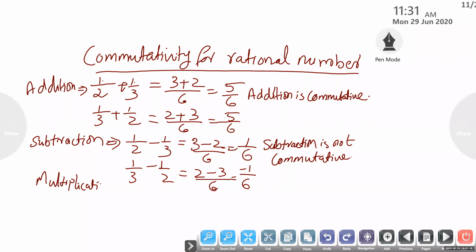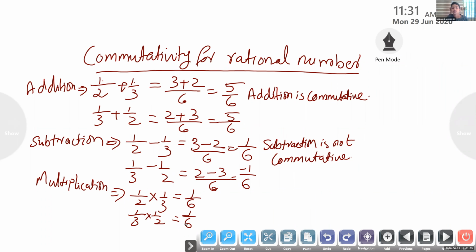Multiplication. 1 by 2 into 1 by 3. It is 1 by 6. 1 by 3 into 1 by 2 what? That also 1 by 6. So we can say yes, multiplication is commutative.